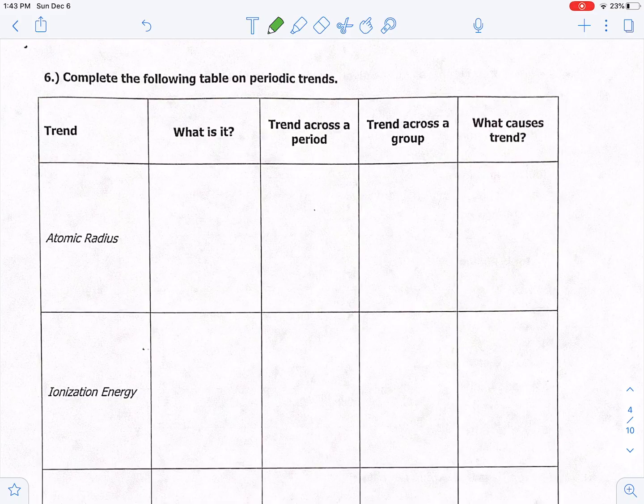Okay, so now let's actually go into the atomic trends. So atomic radius is just simply the size of an atom. Okay, so as you go across a period, it decreases. Okay, so we kind of talked about that. The more protons you have across a period, the more positive charge, so it's going to pull those in tighter. And then as you go down a group, it's going to increase.